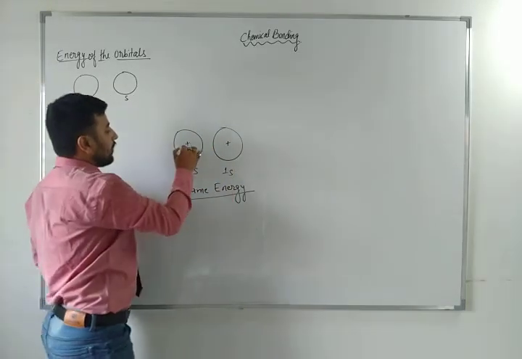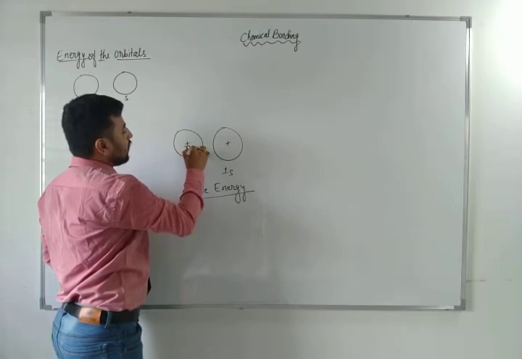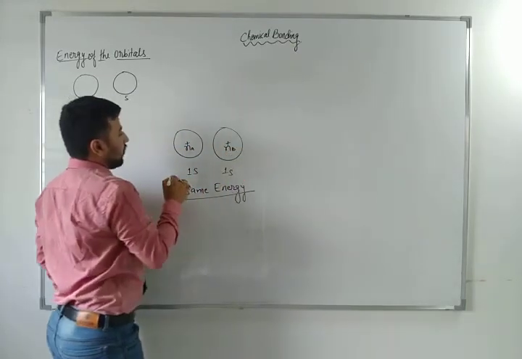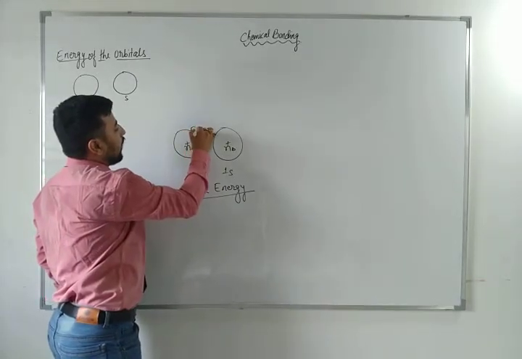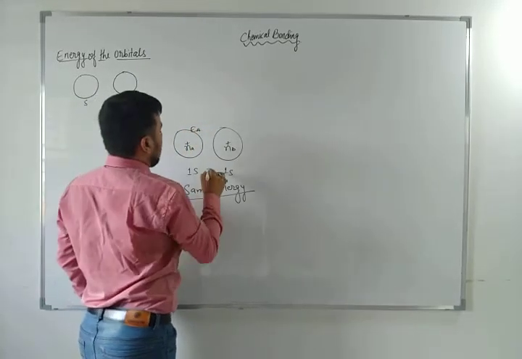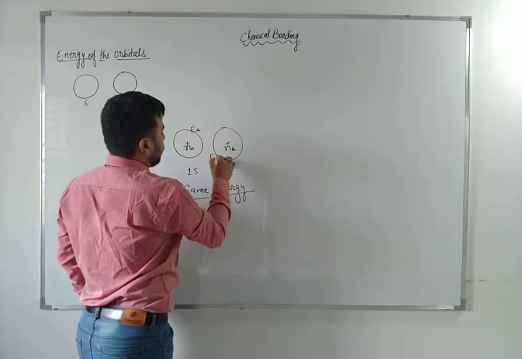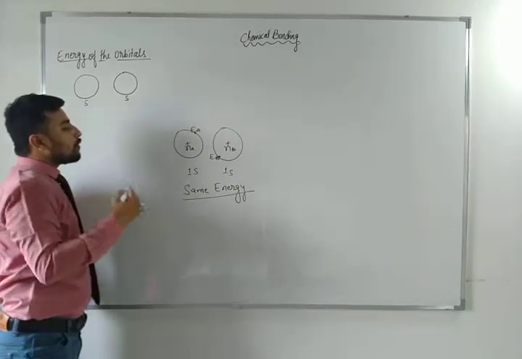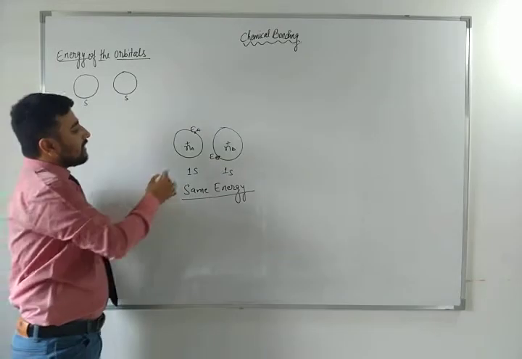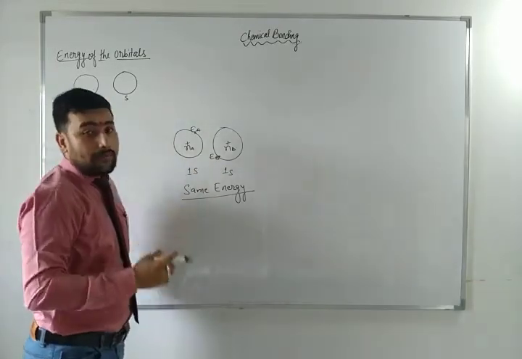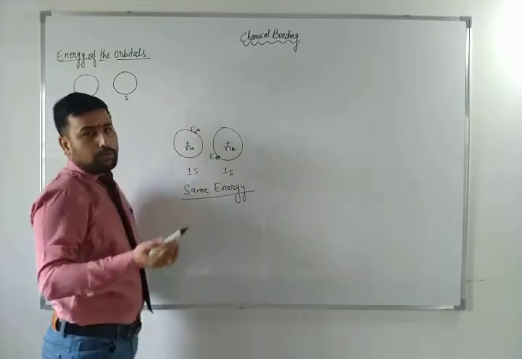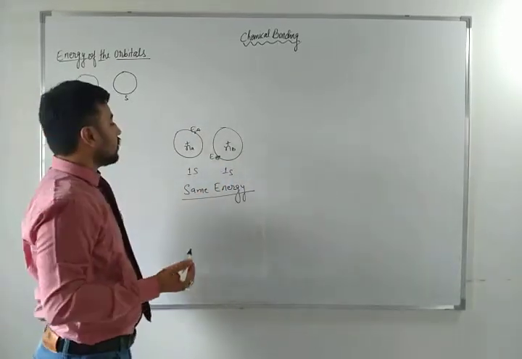Now what will happen? Just suppose this is the A atom and this is the B atom. This is the electron of the A atom and this is the electron of the B atom. Here is one electron, here is one. So what will happen? Since both the atoms are having the same energy, they will be nearby to each other because they are having the same energy.